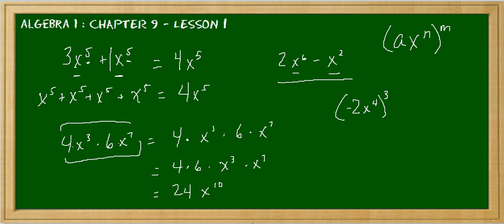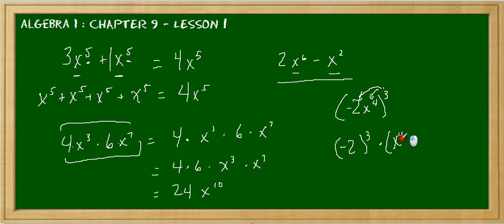But I know that I can do things here based off of what I've learned, particularly in chapter 8. And what is it? Well, I know that I can take this exponent of 3 and apply it to each of the negative 2 and x to the fourth power. Those are the factors, so we have to raise each of the factors. So it'll be negative 2 to the third power times x to the fourth power raised to the third power.